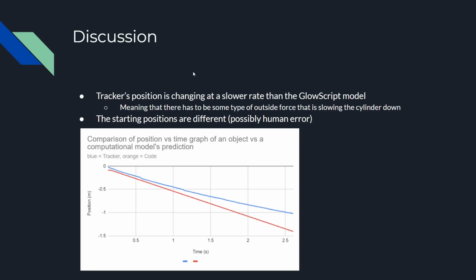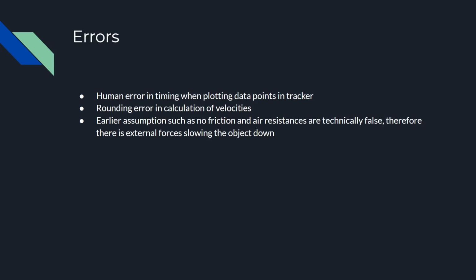Discussion. Tracker's position is changing at a slower rate than the GlowScript model, meaning that there has to be some type of outside force that is slowing the cylinder down, and the starting positions are different, possibly due to human error. Some errors include human error, rounding error, and early assumptions such as no friction and no air resistance, which are technically false. Therefore, there are external forces slowing the object down.